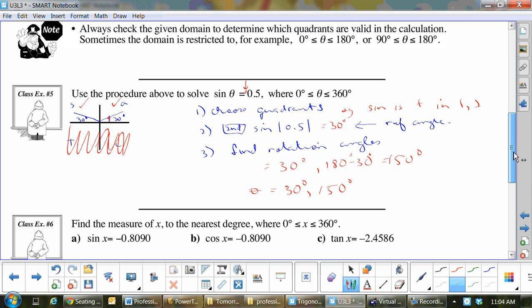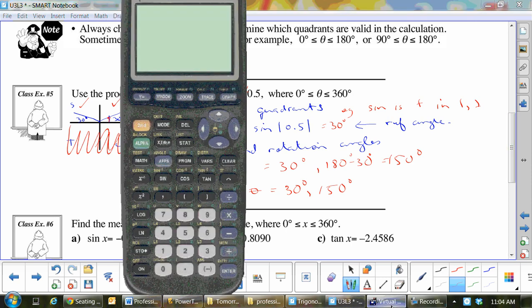Okay, now these are really fast to check. So do you understand that your calculator will never give you the 150? Only the brain will do it. And you need all of these steps to be able to find the second angle. Okay? Now I just want to show you something. You don't have to do this, but I just want to show you on the calculator.